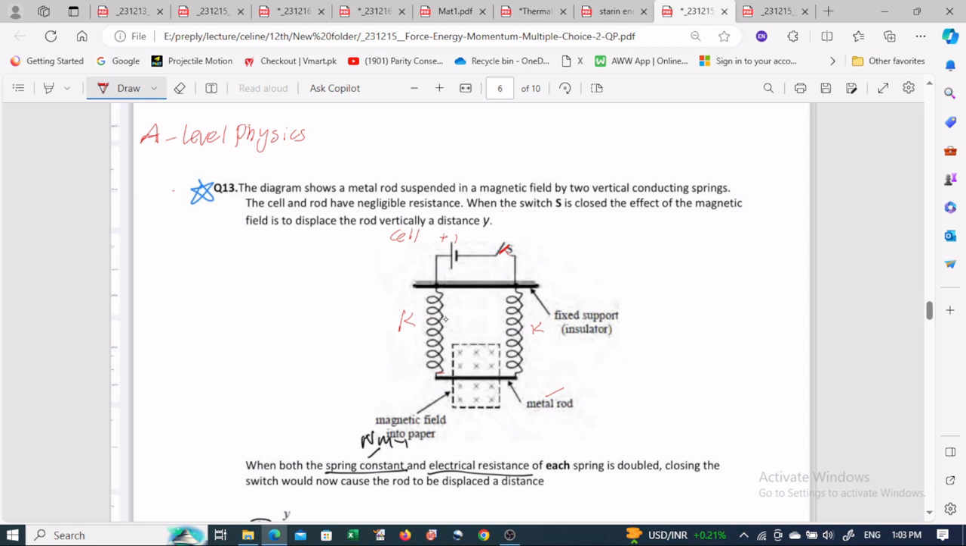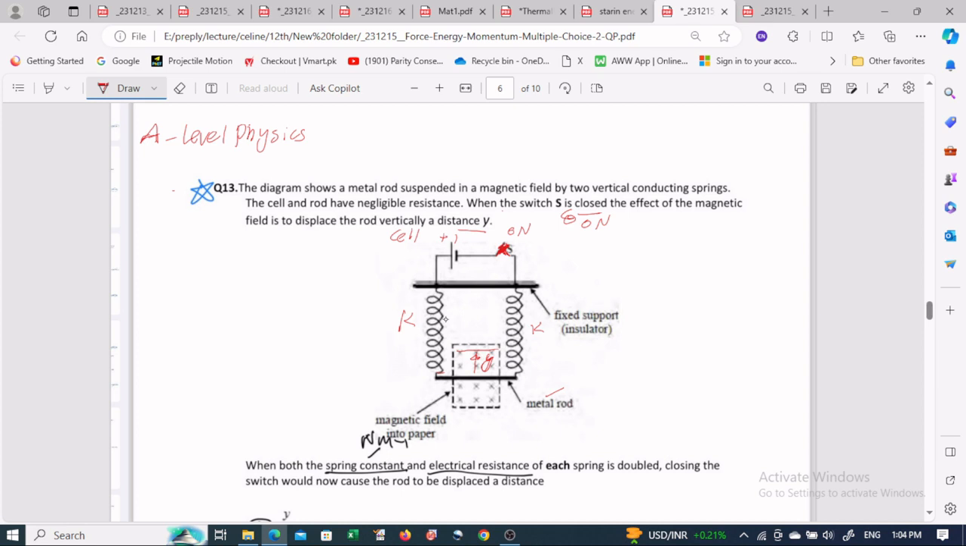And when the switch is closed, it means we connect this terminal, the switch is on. When we connect the switch, there is a flow of current. And the effect of the magnetic field is to displace the rod vertically a distance y. So the magnetic field will displace the rod vertically upward, and it covers a distance that is y.